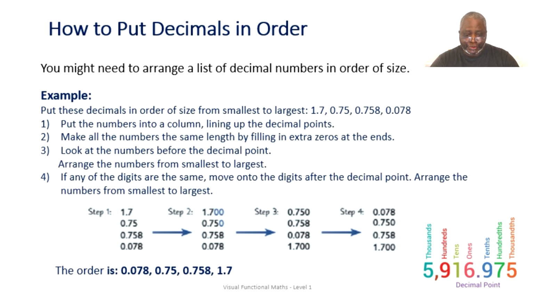Going back to the original problem, the order is 0.078, the smallest, followed by 0.75, followed by 0.758, and the largest is 1.7.